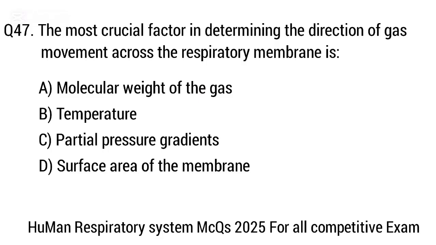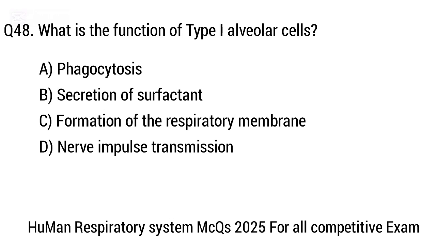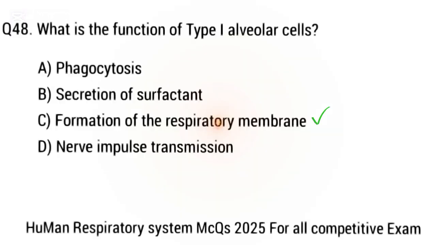Question 47. The most crucial factor in determining the direction of gas movement across the respiratory membrane is. The right answer is option C. Partial pressure gradient. Question 48. What is the function of type 1 alveolar cells? The right answer is option C. Formation of the respiratory membrane.